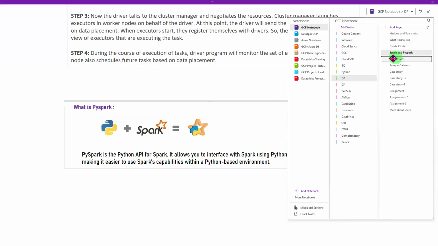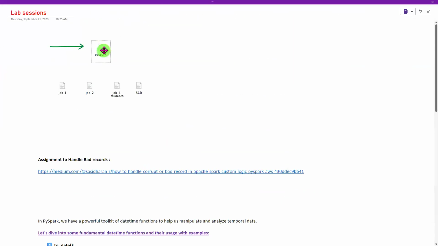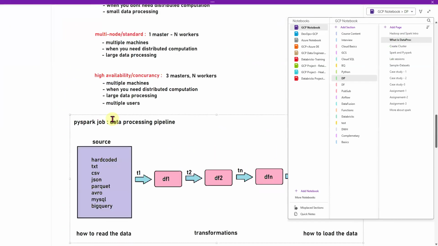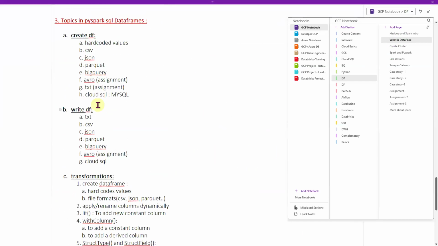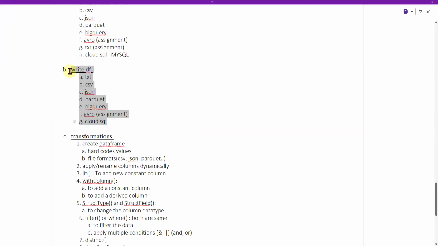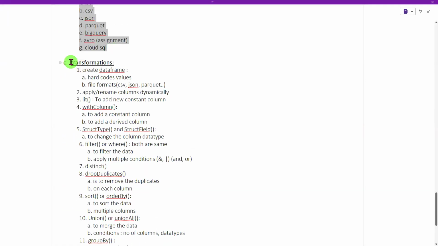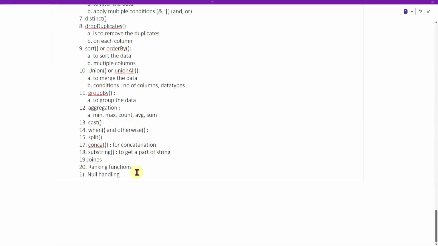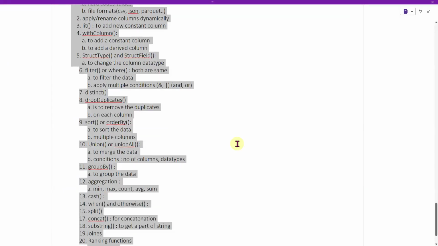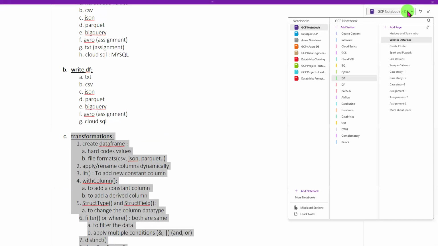architecture? Lab sessions. We have lab sessions for PySpark. This is where we are learning PySpark. Once we learn PySpark, so many things we are covering, guys. If you ask me what are the things that we learn, we learn creating a data frame from multiple data sources, writing the data frame, and transformations. So many transformations that we are covering as a part of PySpark, right? So these are all the transformations that we are covering. Okay, so that's PySpark, everyone.